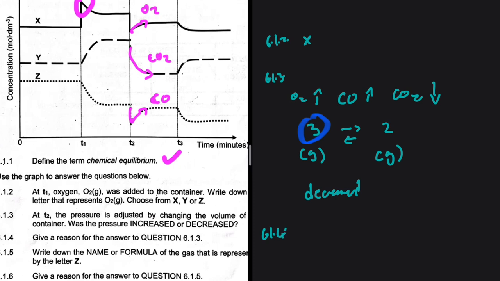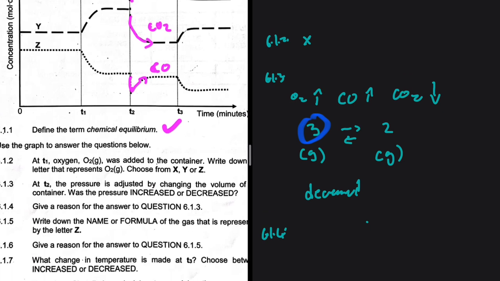6.1.4. Why are we saying that the pressure was decreased? Reverse reaction was favored. Well, I'm not going to write, let me just tell you. Reverse reaction was favored, and when it is favored, it leads to more moles of gas, hence increasing the pressure. The only way our system would react in this manner, where it leads to more moles of gas and the pressure is increased, is if there was a decrease in the pressure, right? So that is the answer to 6.1.3 and 6.1.4.